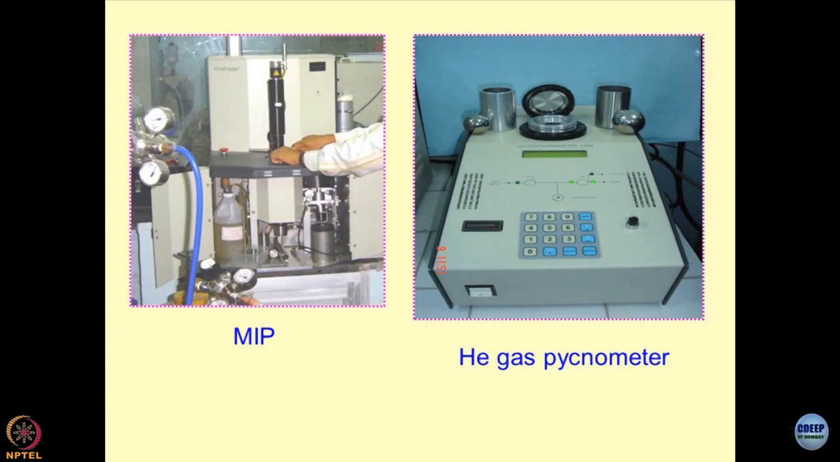This is a typical MIP, mercury intrusion porosimeter. We have different types of port, low pressure port and high pressure port. More than anything, these tests require a lot of patience, and these are extremely expensive tests and setups.